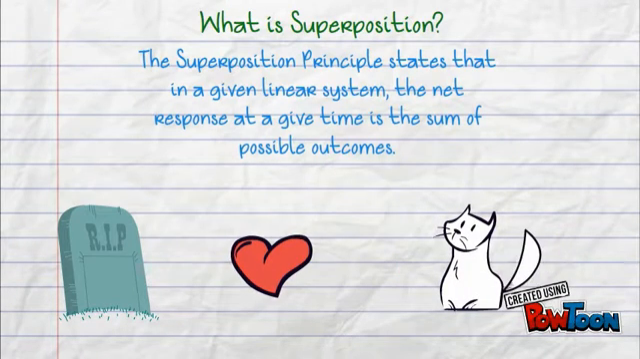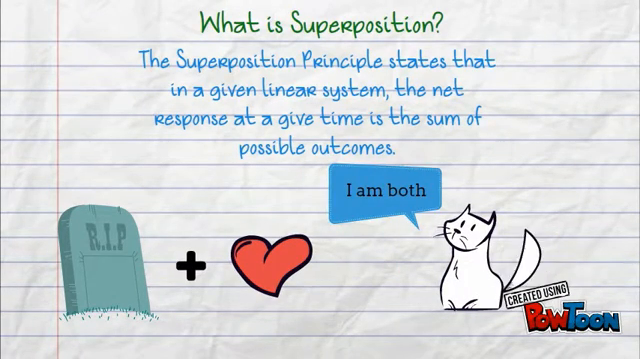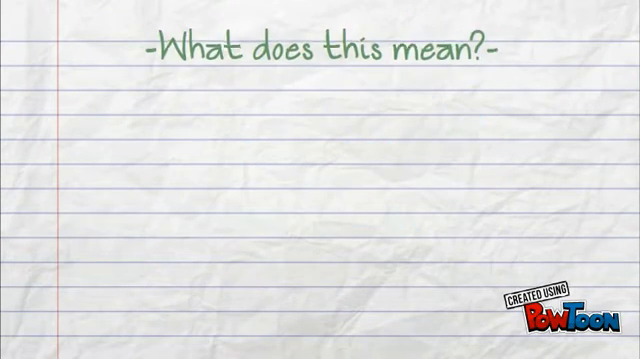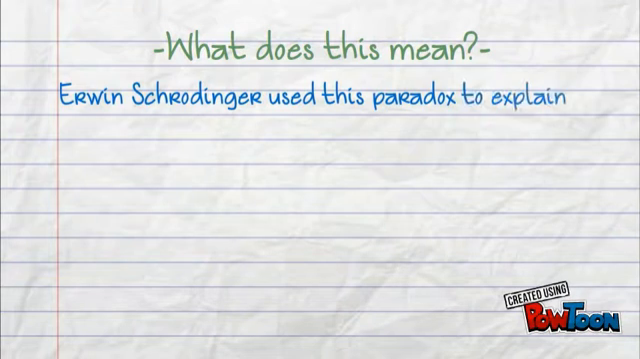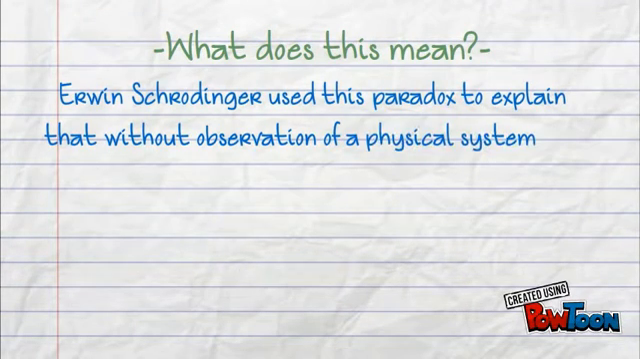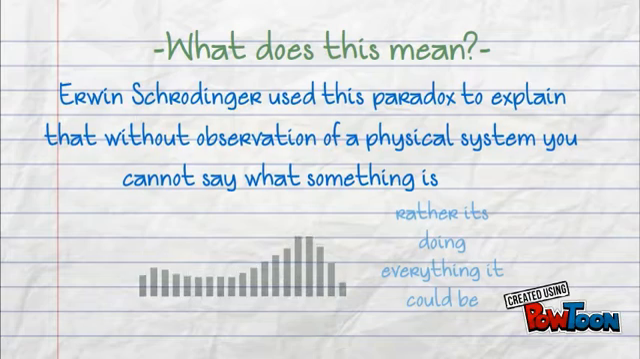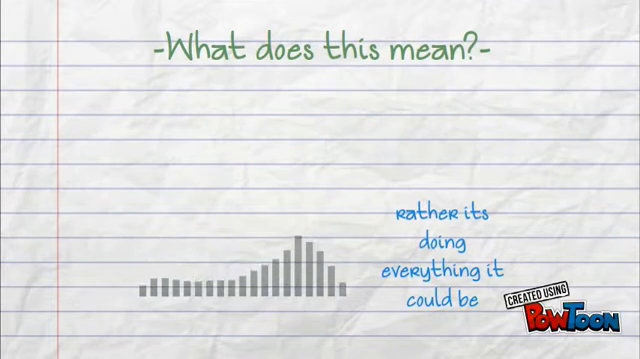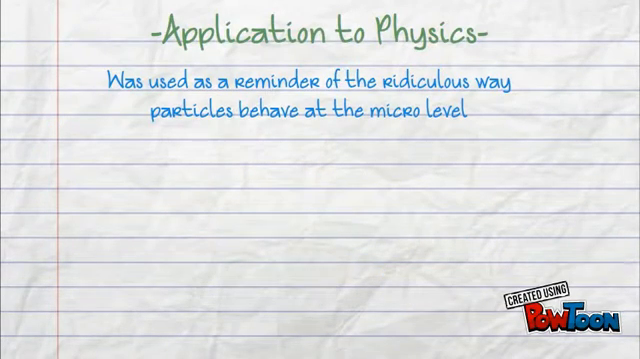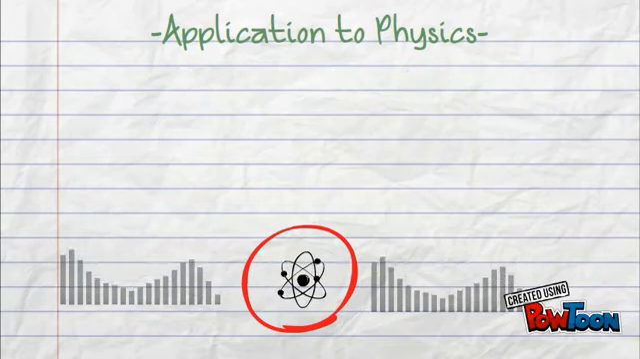The principle of superposition states that in a given linear system, the net response at a given time is the sum of possible outcomes. Erwin Schrodinger used this paradox to explain that without observation of a physical system, you cannot say what something is doing, but rather it is doing everything it could be doing. The paradox was used as a reminder of the ridiculous ways particles behave at the micro level.